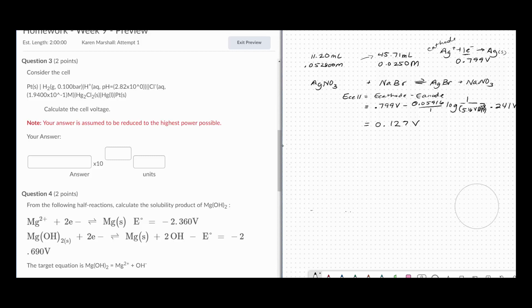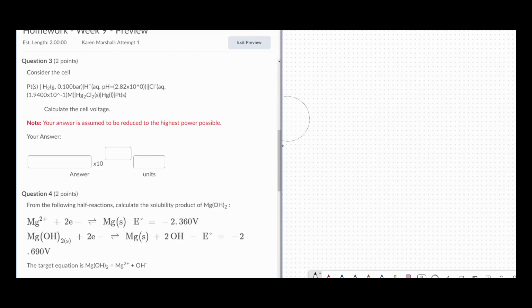For number 3, we're asked to consider this cell and then calculate the voltage. So you have to understand this cell notation. The left side is the anode. So at the anode, it looks like I have hydrogen at a particular pH. And then, so the anode is H2 gas at 0.100 bar. And we have hydrogen ion. And that is at a pH, so we can get the concentration of 2.82.